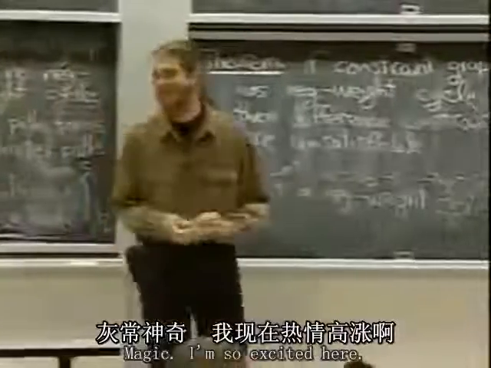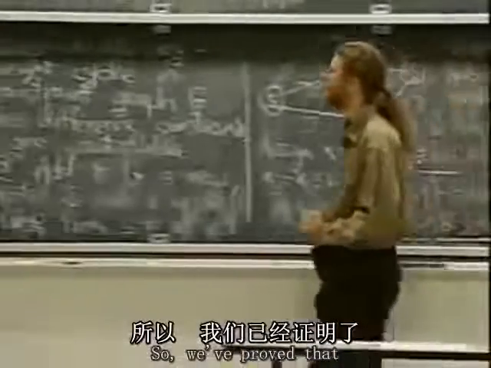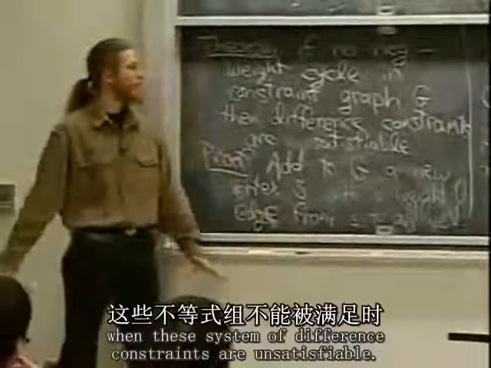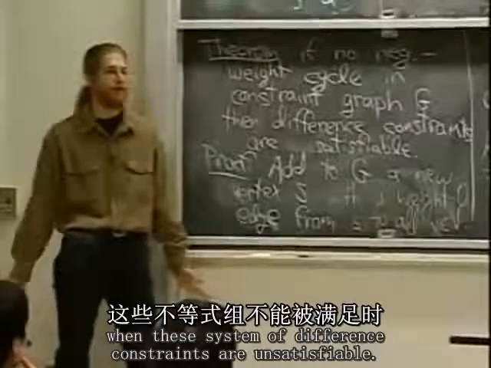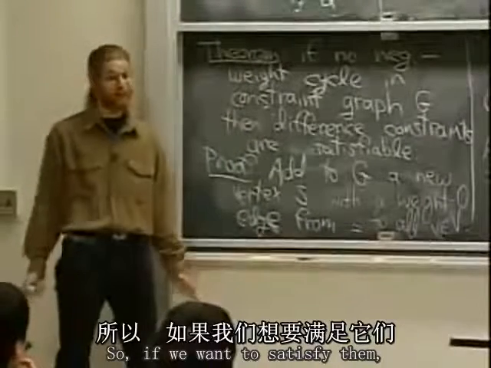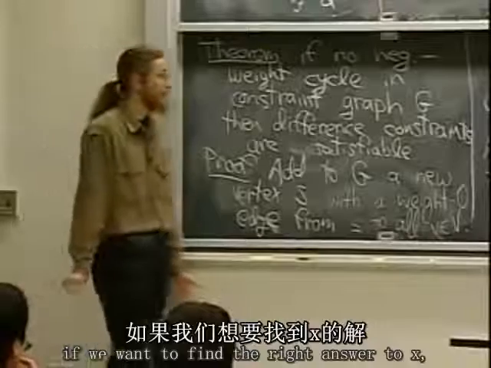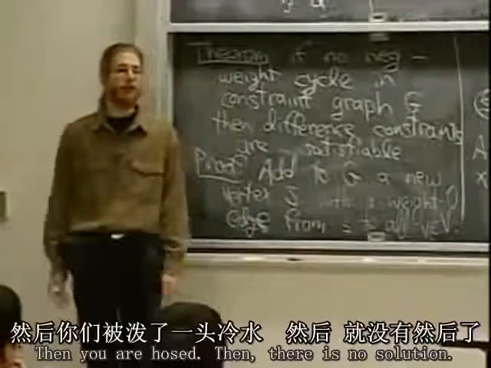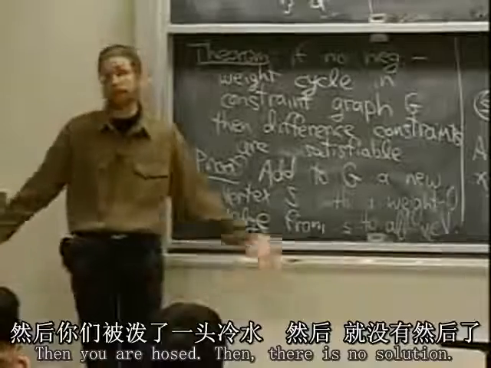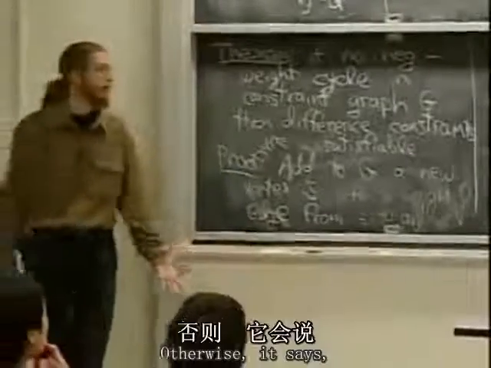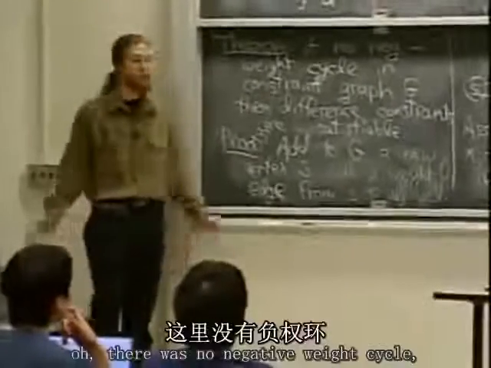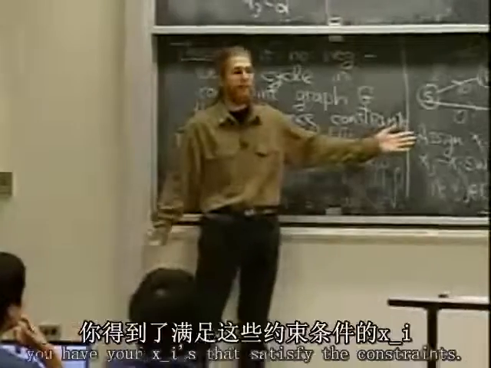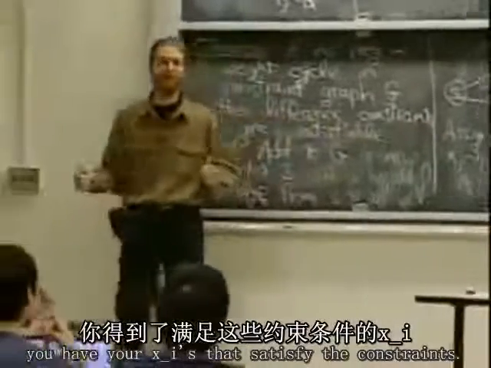I'm so excited here. So we've proved that having a negative weight cycle is exactly when this system of difference constraints is unsatisfiable. So if we want to find the right answer to x, we run Bellman-Ford. Either it says, oh, there's a negative weight cycle, then you're hosed, there's no solution. But that's the best you could hope to know. Otherwise, it says, oh, there was no negative weight cycle, and here are your shortest path weights. You just plug them in, and bam, you have your xi's that satisfy the constraints.